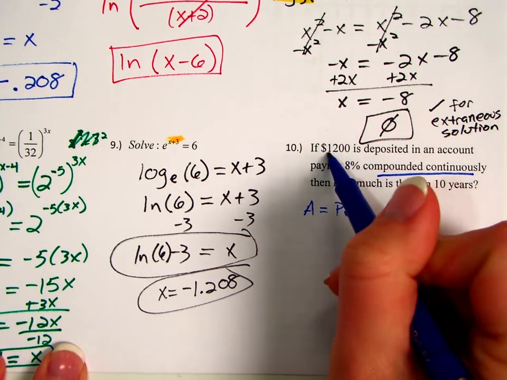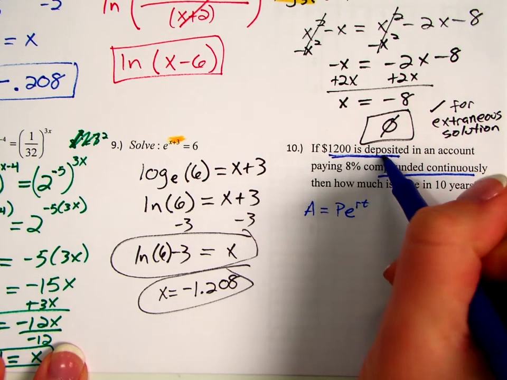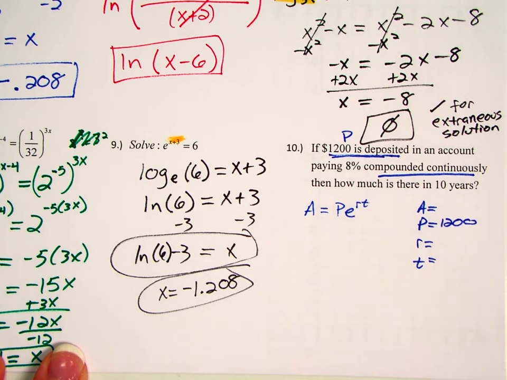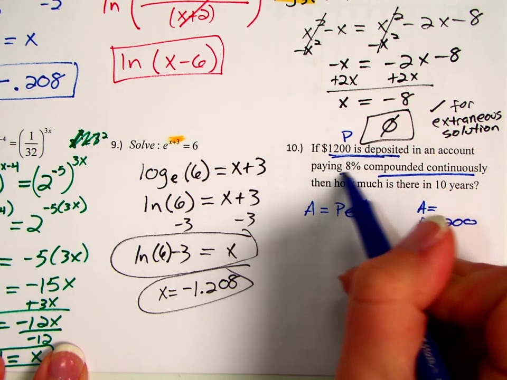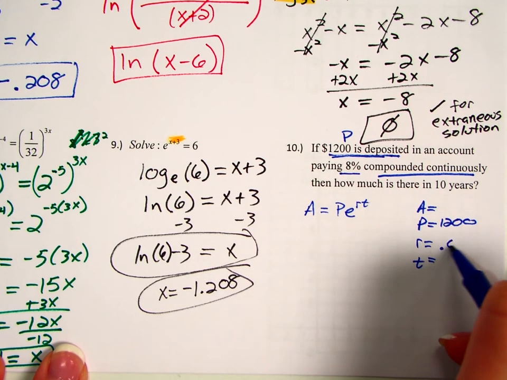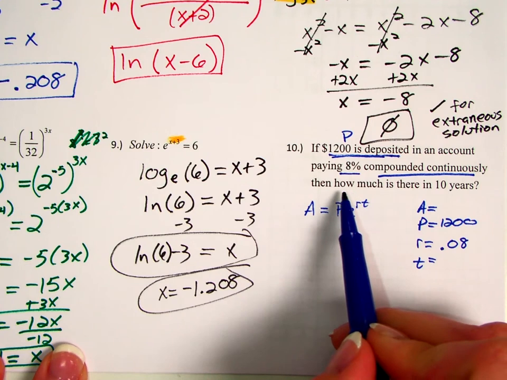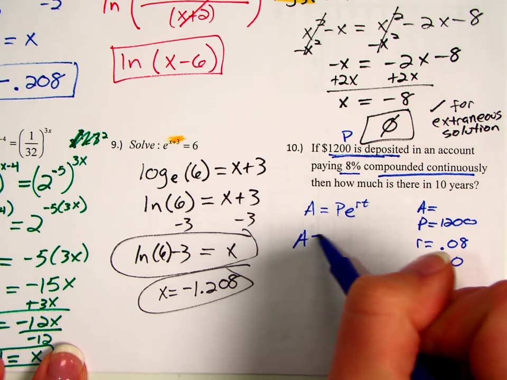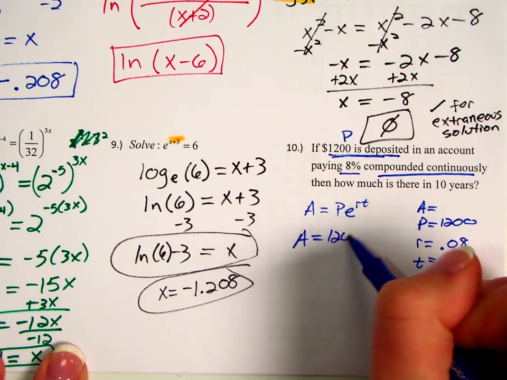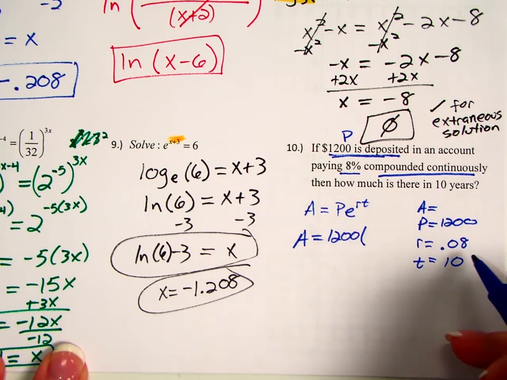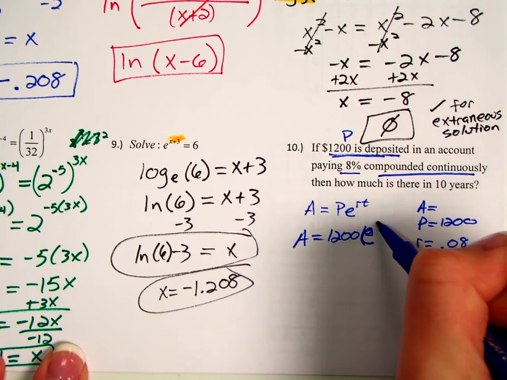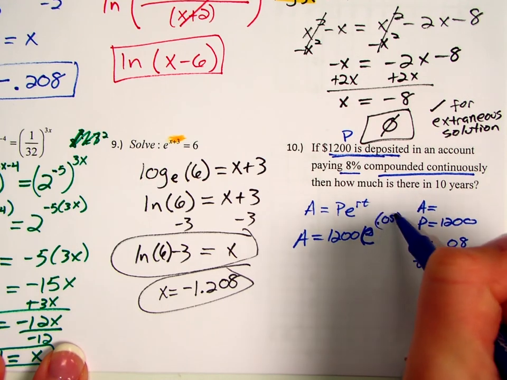So $12,000 is deposited. A deposit is the principal amount or the starting amount, so that's my P. In an account paying 8%, so 8% is my rate, which would be 0.08. How much will there be in 10 years? So my time is T, which is 10, and I don't know my A. So A equals 12,000 times e to the R, which is 0.08, times T, which is 10.